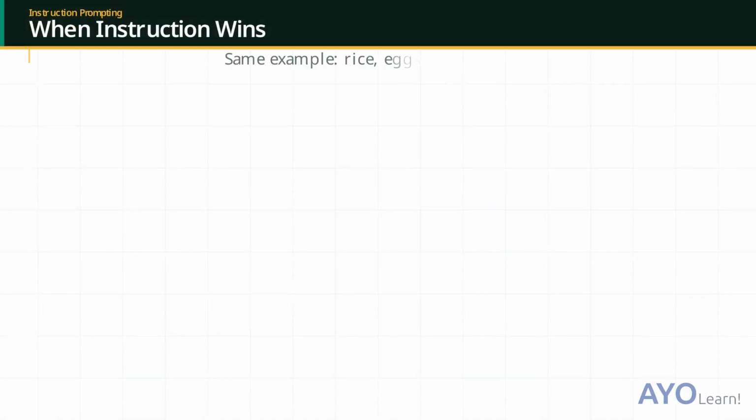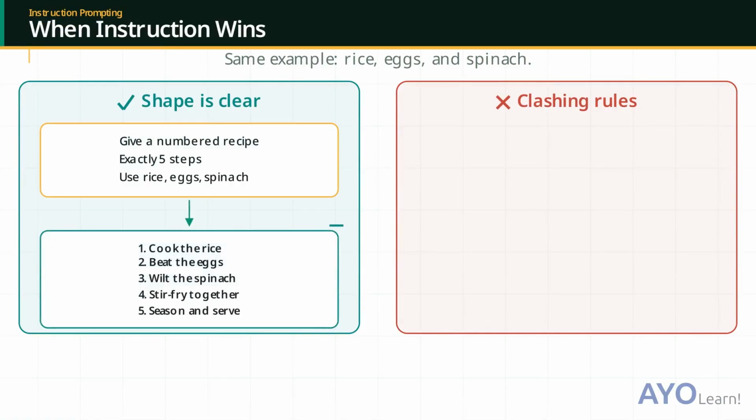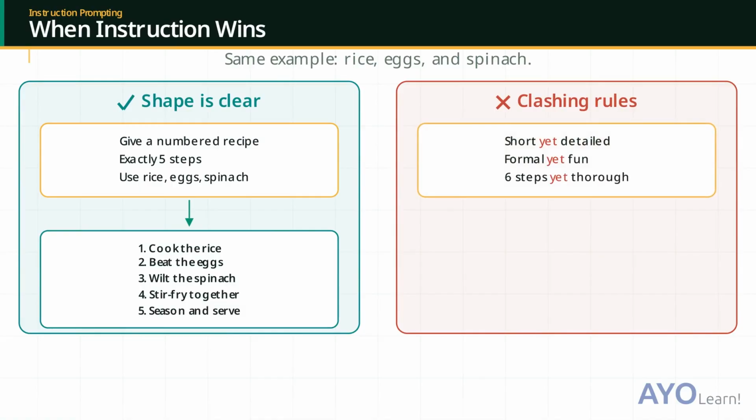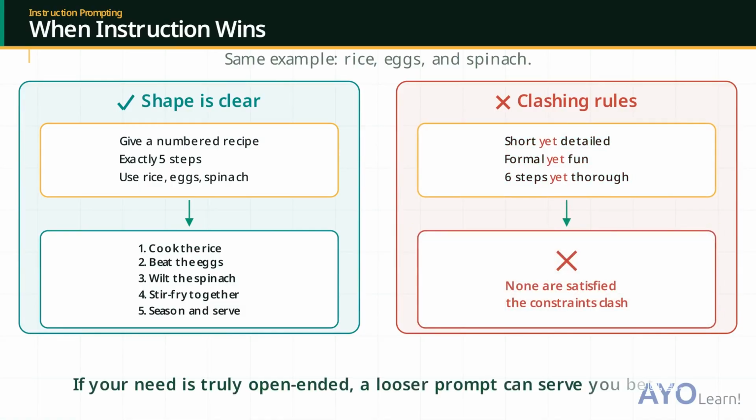A direct instruction wins when the shape is clear. Ask for a numbered recipe of a fixed length, and the model follows along cleanly, step by step. But stack clashing rules, short yet detailed, formal yet fun, and it satisfies none of them. When your need is truly open-ended, a looser prompt serves better.